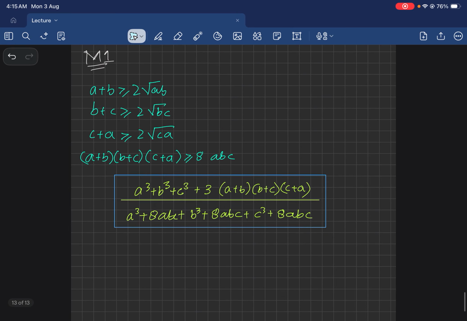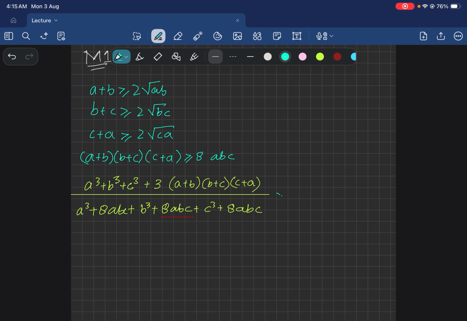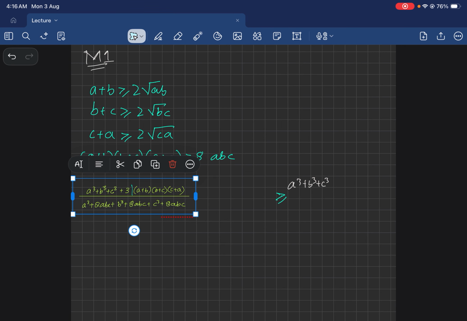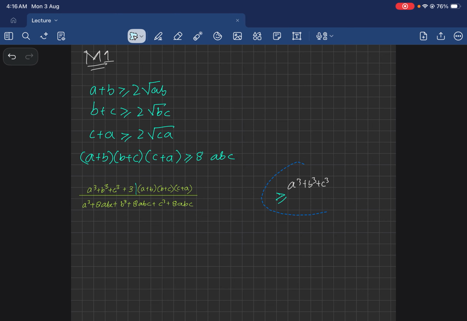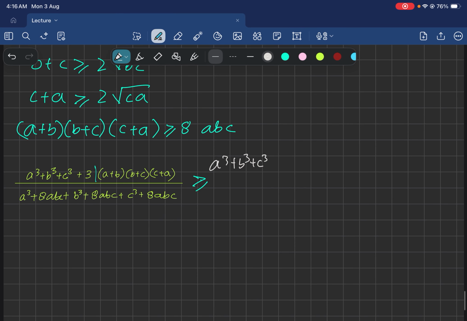So if I bring this down here, I can say this whole thing, I'm replacing this with, this whole thing will be greater than a cube plus b cube plus c cube. Let me shorten it down, this is taking a huge space. Okay, I have shortened it, so it's pretty good in size now.